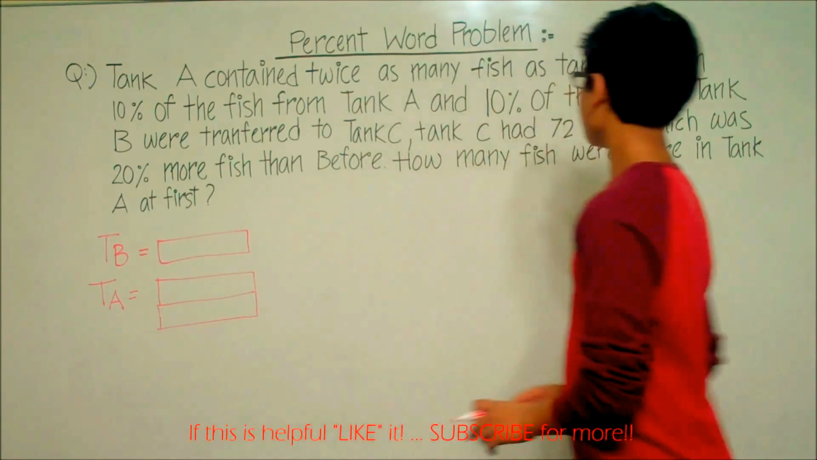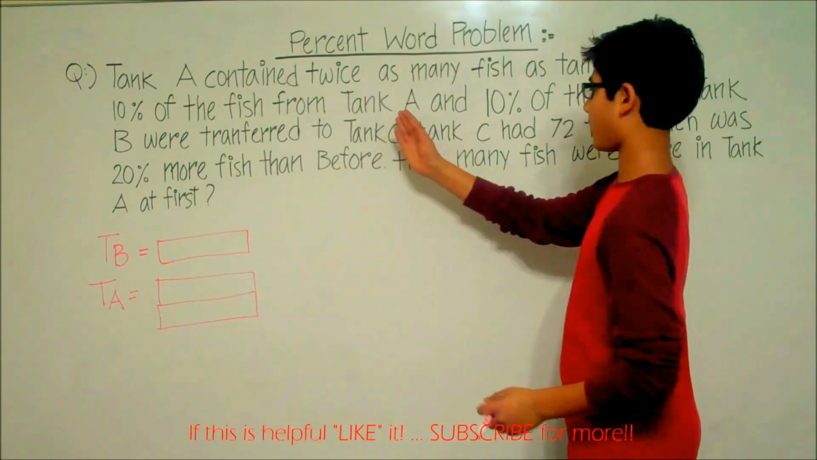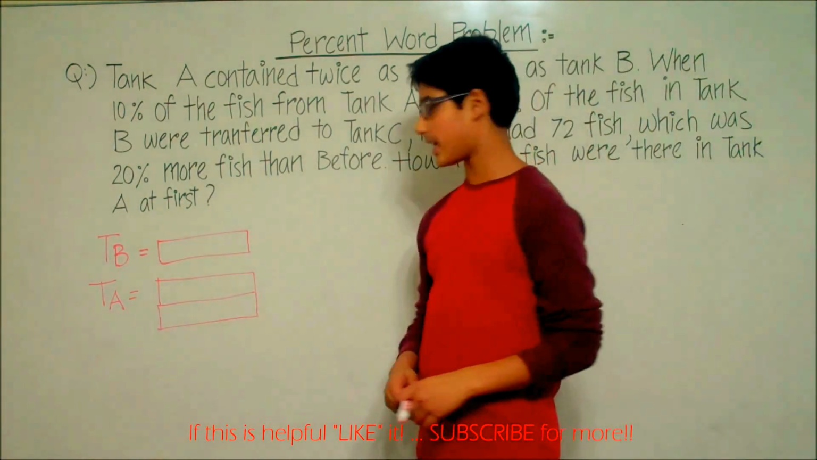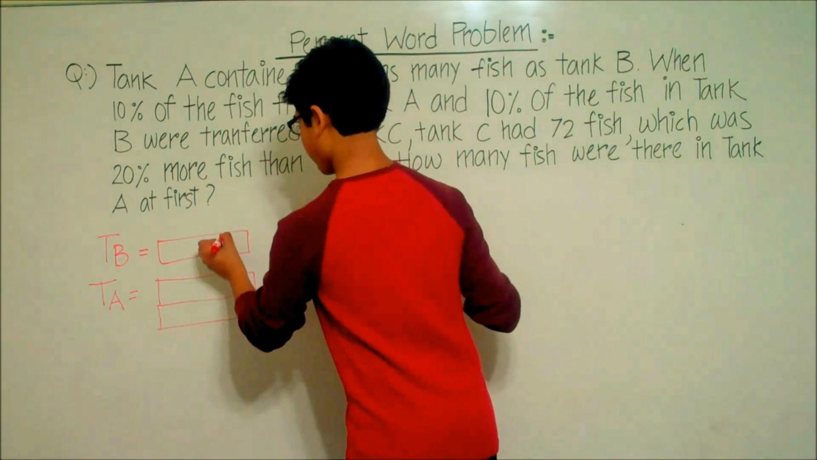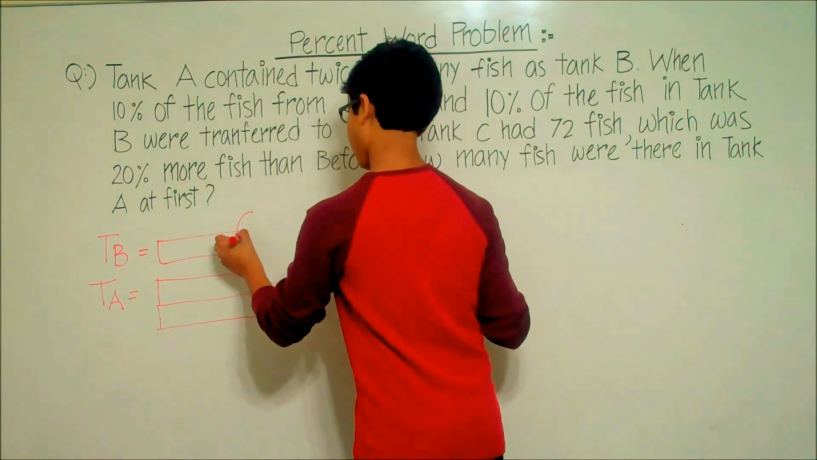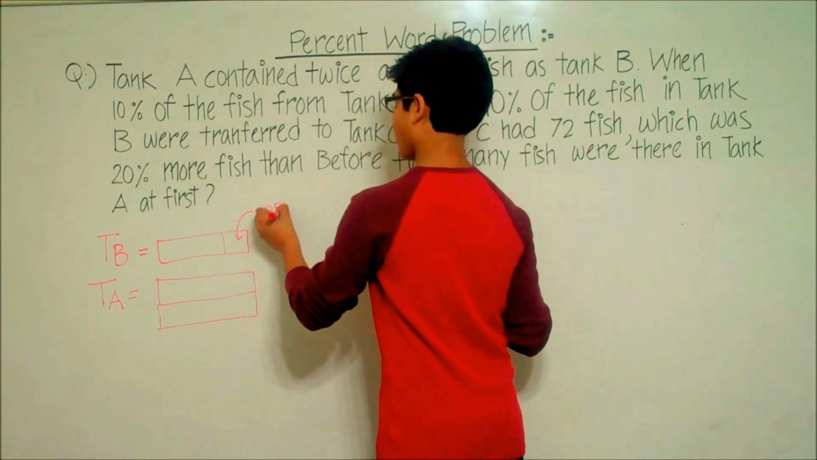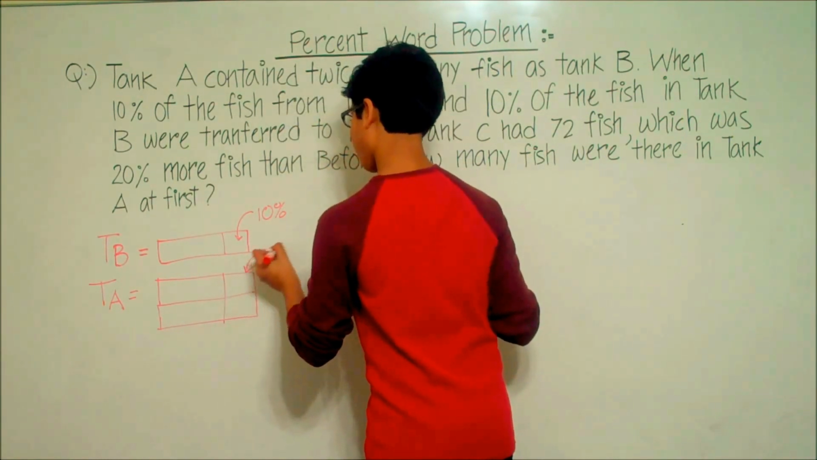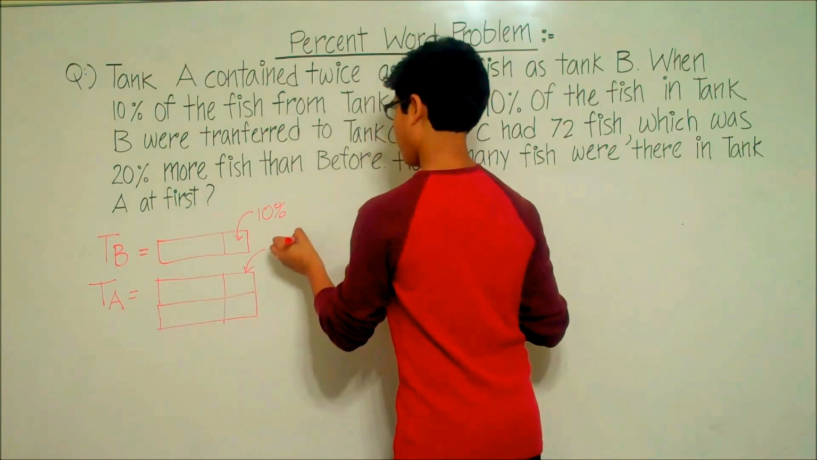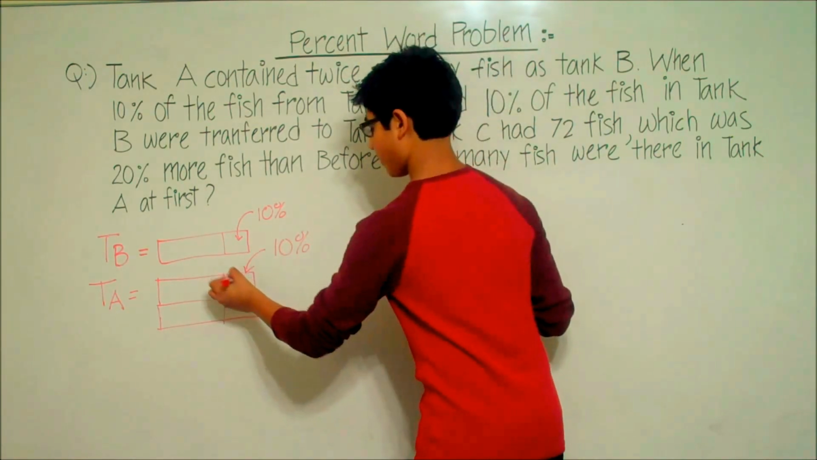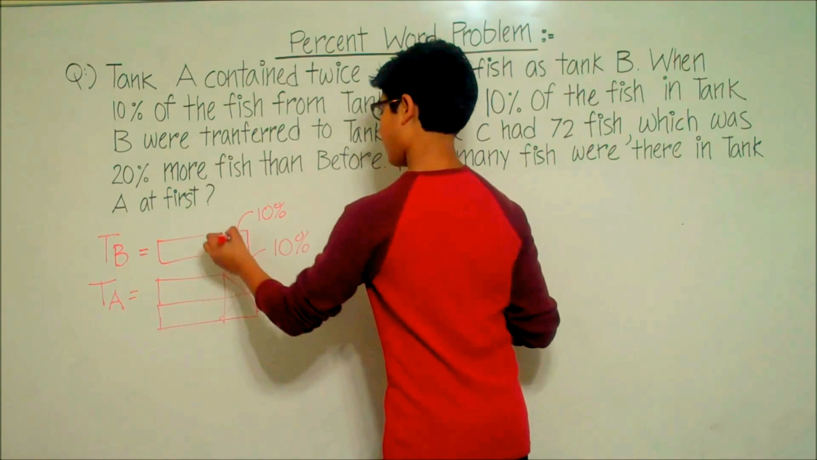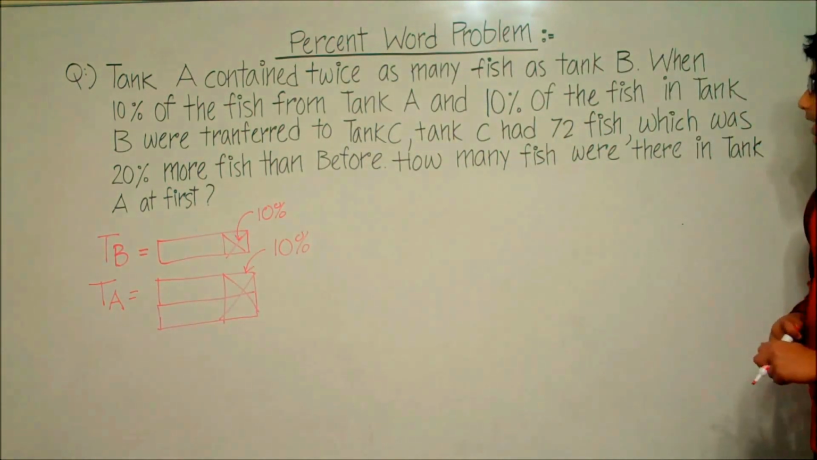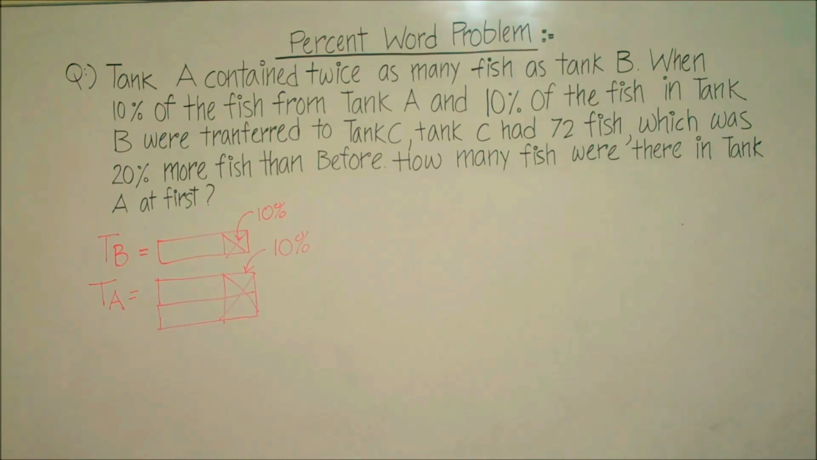Now, we know that 10% of the fish from Tank A and 10% of the fish in Tank B were transferred to Tank C. So let's say this amount is 10% of the fish from Tank B, and 10% of the fish from Tank A was transferred. So this much from Tank A and this much from Tank B. Now, we know that they were transferred to Tank C.